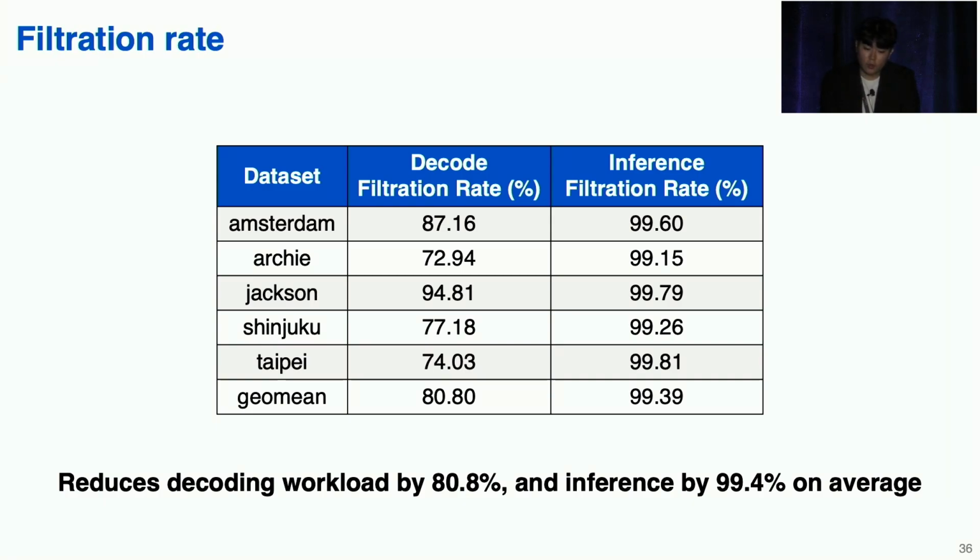The following table shows the actual rate of filtration achieved for decoding and the object detection inference. So on average, Kova reduces decoding by over 80% and inference workload by over 99%. Such a high filtration rate is the key behind the throughput improvement of Kova. Also, note that the reason why the filtration rate for decoding is much lower than the inference rate is because the decoding includes the frames decoded due to dependency, but not for identifying the object labels.